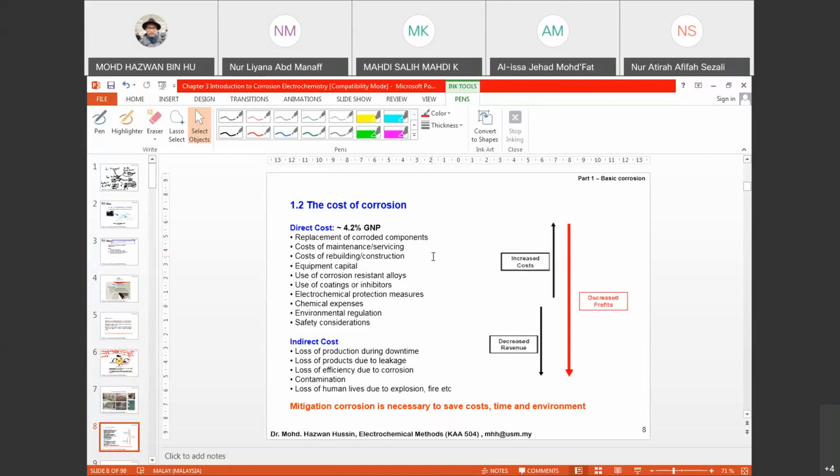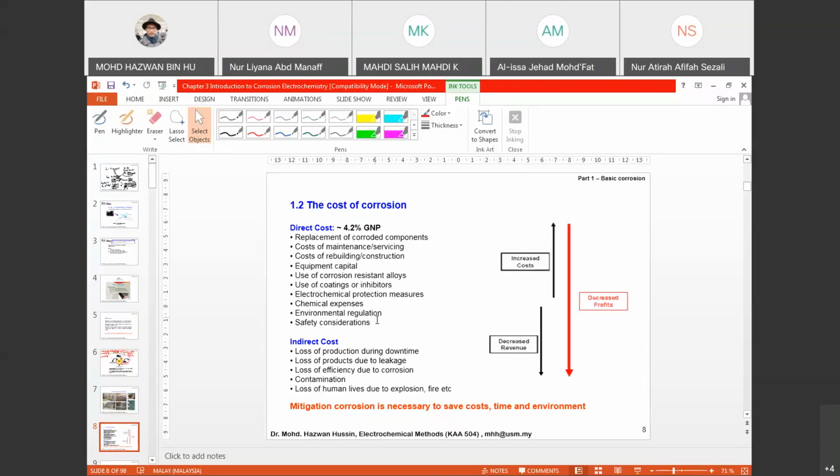Of course, you know that in every structure, when it has been corroded, when you have damage, you need to do maintenance or servicing. So most of the costs have been allocated there. Cost of maintenance, servicing, cost of rebuilding and construction, equipment capital, use of resistant alloys, use of coatings or inhibitors, electrochemical protection measures, chemical expenses, environmental regulation, and safety consideration are all allocated under the direct cost.